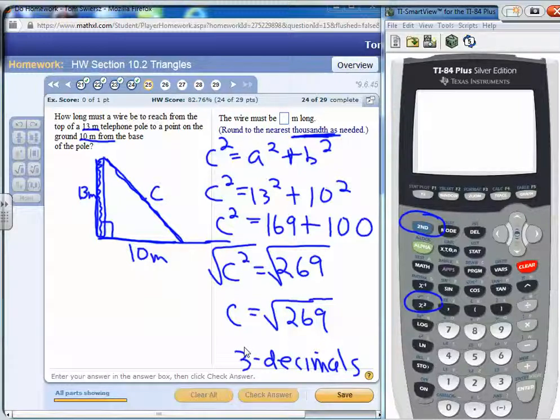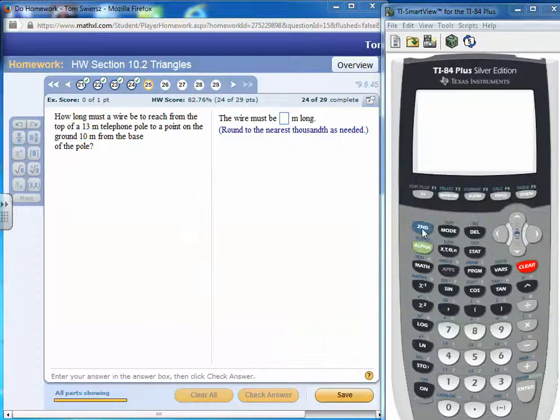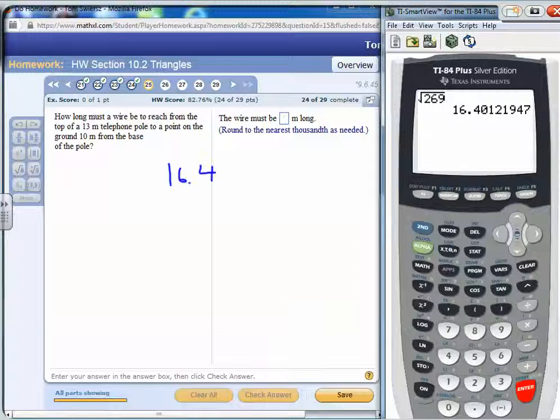Okay, so we'll go ahead and put in the square root of 269 on our calculator. Go ahead and calculate that. So we have second x squared, the radical of the square root of 269. Okay, 3 decimal places, remember, to the nearest thousandth. So we have 16.4012. The fourth decimal is a 2, so we don't add anything to the 1. We round down, so it would be 16.401, and everything is in meters.